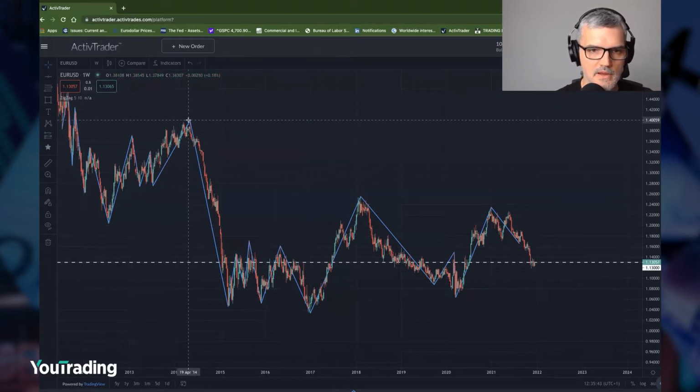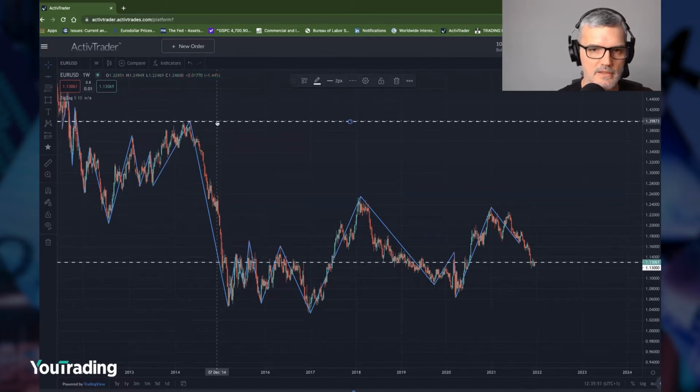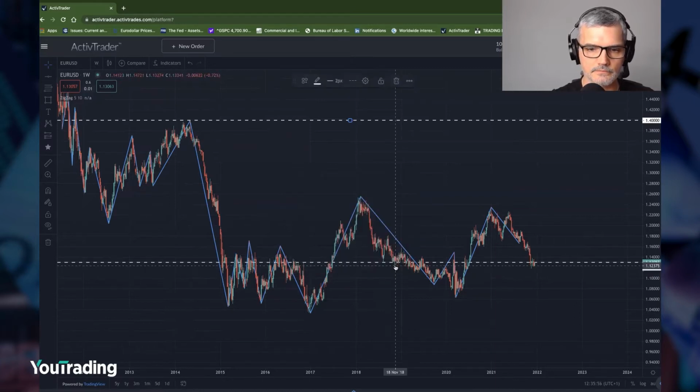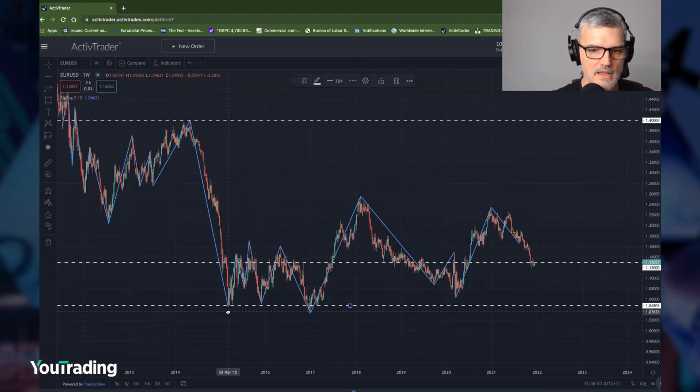So we've got a swing high here in 2014 down to a swing low in 2015. So a big impulsive move after prices rejected the 1.4 big figure. So if I just type that in here, 1.4, and they came down to the lows of 2015 here.